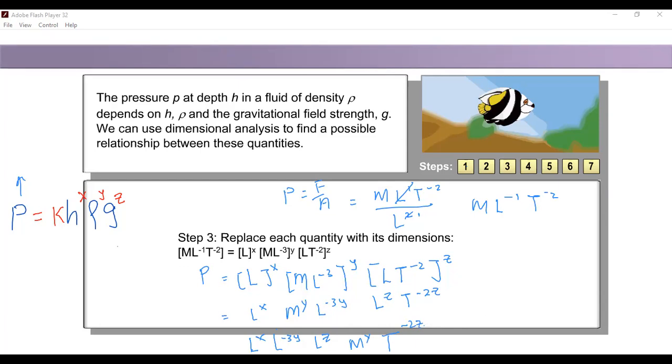Okay. After that, I rearrange all. Let's move it to this side. I rearrange all. L, X, minus 3Y plus Z. Okay. M, X. T will be 2Z.